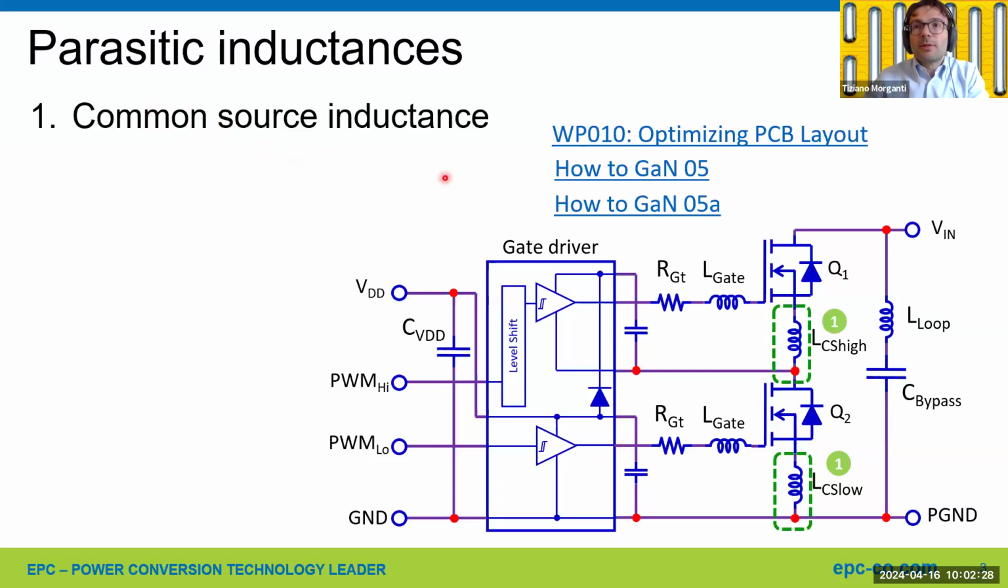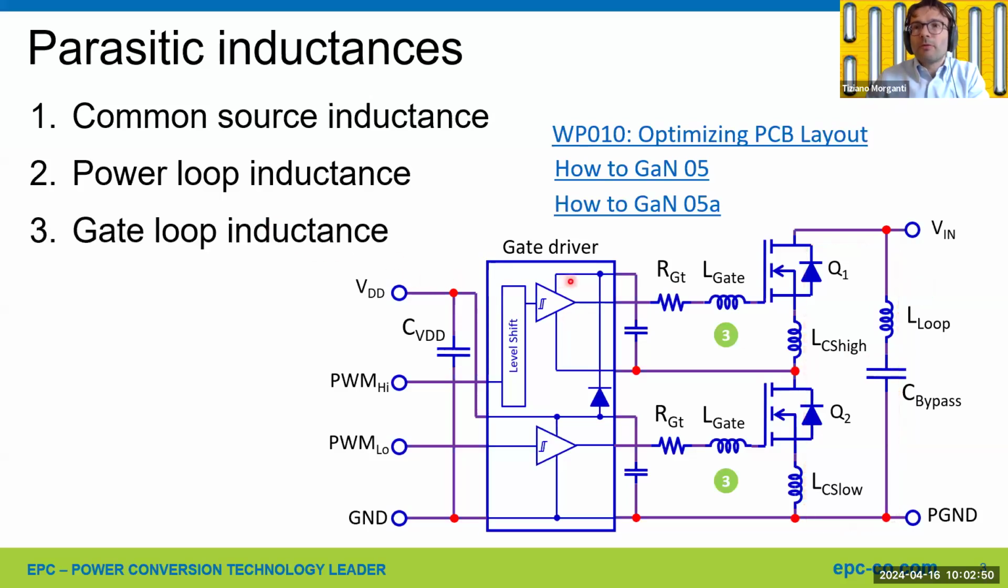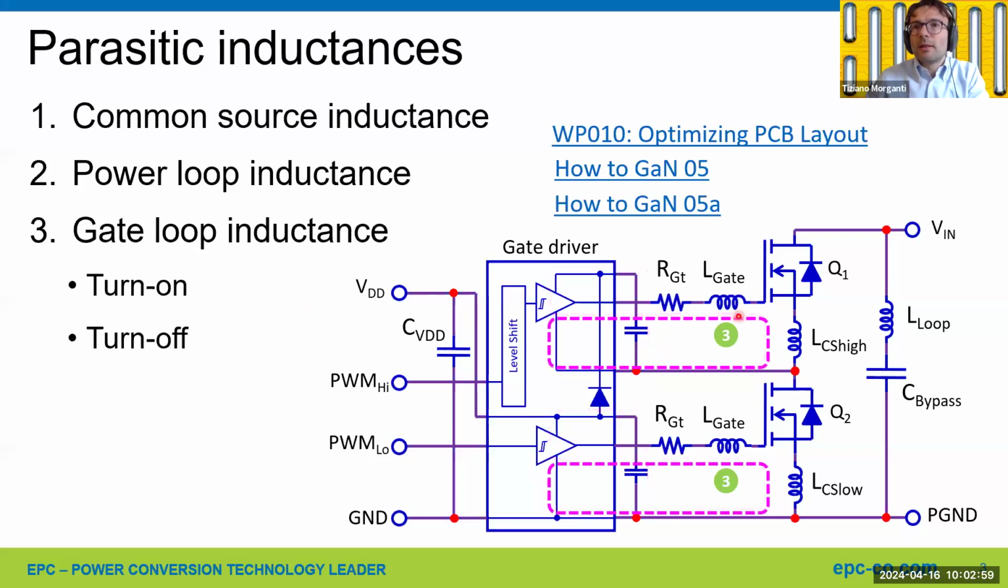So in this circuit, we have, first of all, common source inductance, which is the inductance that is in common with the power loop and the gate loop. We have the power loop inductance, which is from the bypass capacitors to the high side device, down to the low side device, and back to the bypass capacitors. And we have the gate loop inductances, which is different between the turn-on, because it includes the bypass capacitor of the gate driver, and the turn-off, which doesn't include the bypass capacitor.